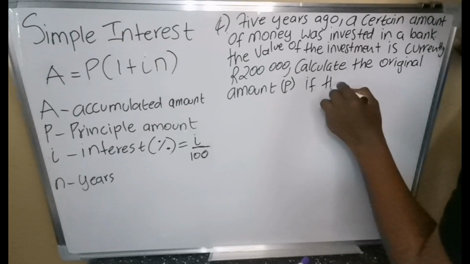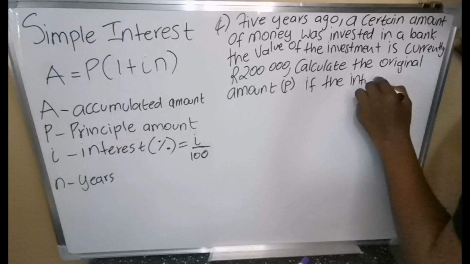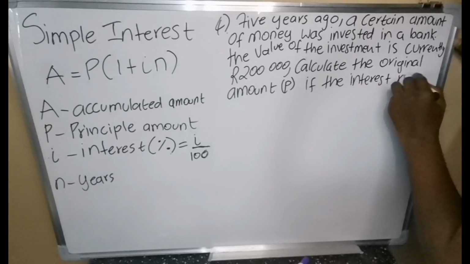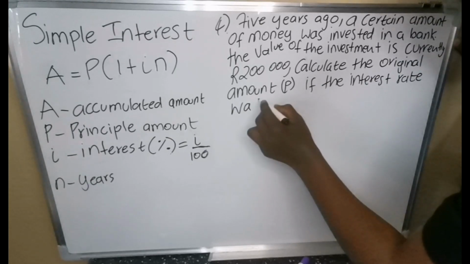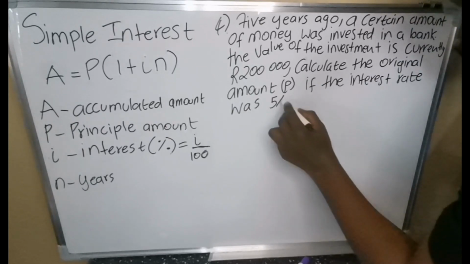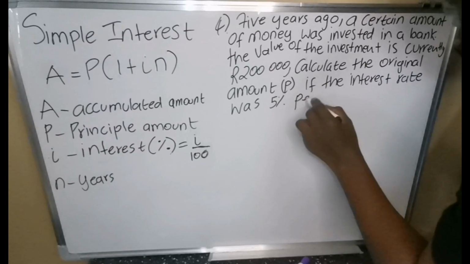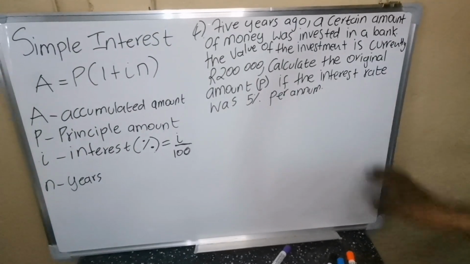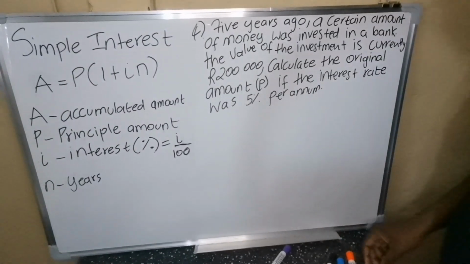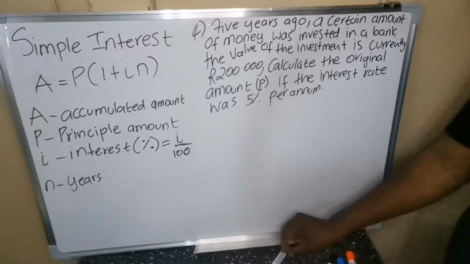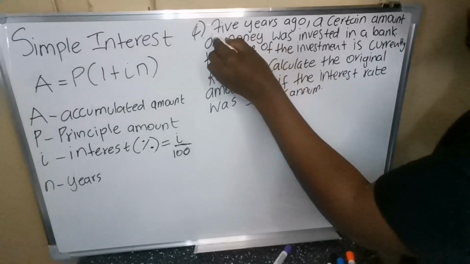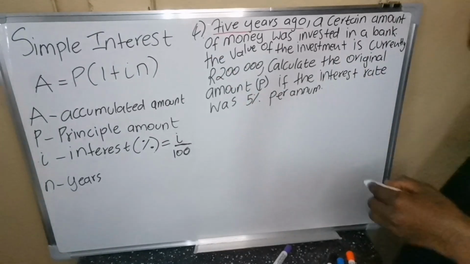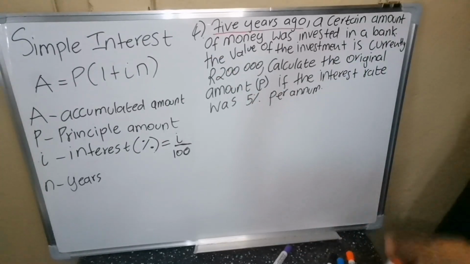If the interest rate was 5% per annum, 5 years ago. Very important. 5 years ago. Key number of years. And here we write it.